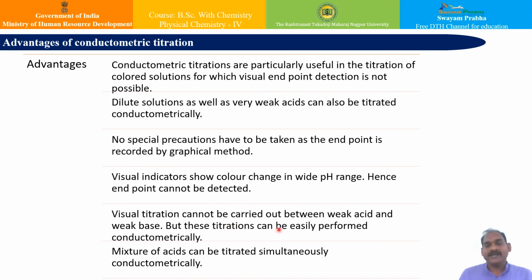Now, visual titrations cannot be carried out between a weak acid and a weak base, like acetic acid and ammonium hydroxide, but conductometric titration can be carried out very easily. Now, mixtures of acids can also be titrated simultaneously using conductometric titration. This is the biggest advantage that we have seen in this case. So friends, all in all, conductometric titration has a lot of advantages over the traditional methods of titration.